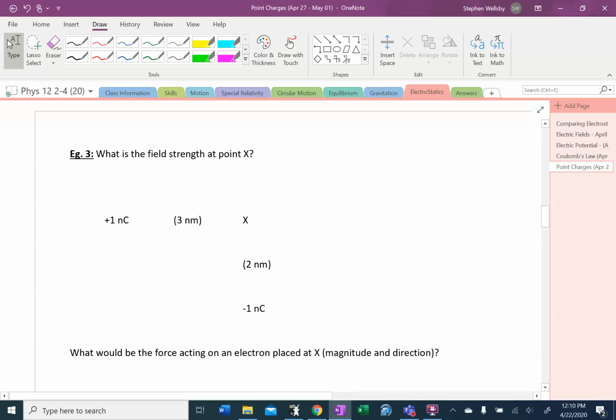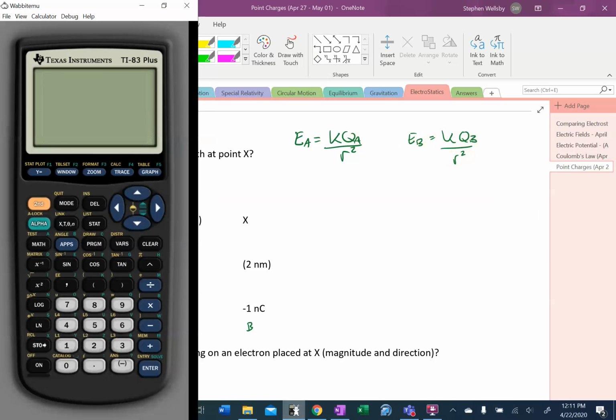Okay, well, if you're joining us again, let's take a look at this problem here. So we're trying to find the field strength. I'm going to call this A, and I'm going to call this B just for the purposes of this video. So field A is going to be KQ_A over R squared, and field B is going to be K times Q_B over R squared. So we can calculate what these are. Let's just do the math on this one here.